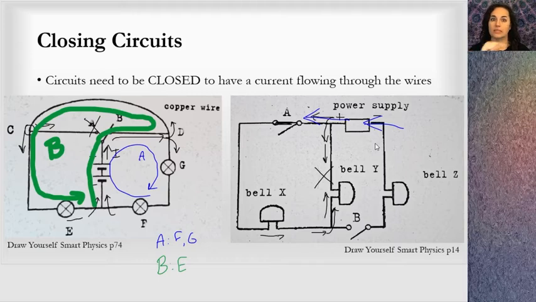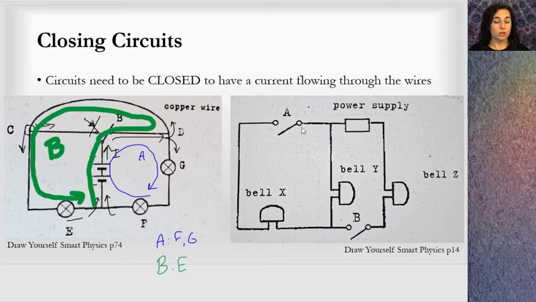That battery, or whatever power supply you have in there, has to be in the loop of this current, or else there will be no current. So let's look at this a little bit closer. I'll get rid of this and start over.